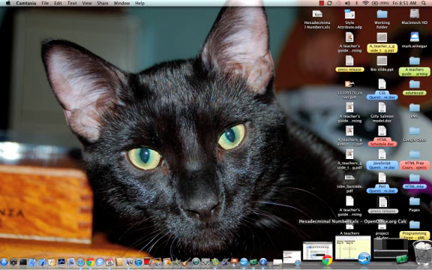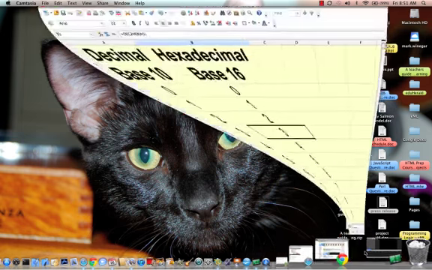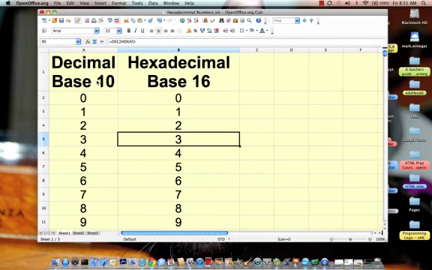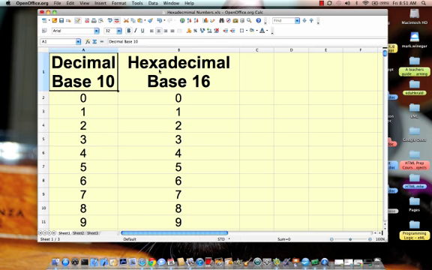So, let's take a look at a spreadsheet that I've created. I've got two columns that we're interested in: decimal numbers and hexadecimal numbers. Now, decimal numbers are numbers in base 10. These are the numbers we are most familiar with. Some people think it's because we were born with 10 fingers and 10 toes. But it has 10 digits, and those digits are the Arabic digits 0 through 9.